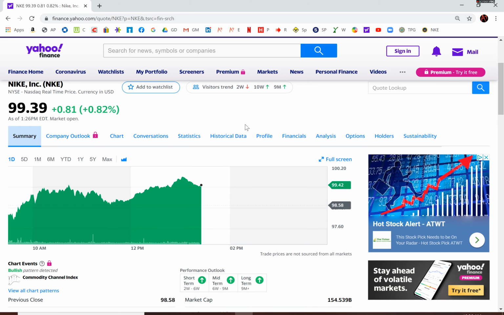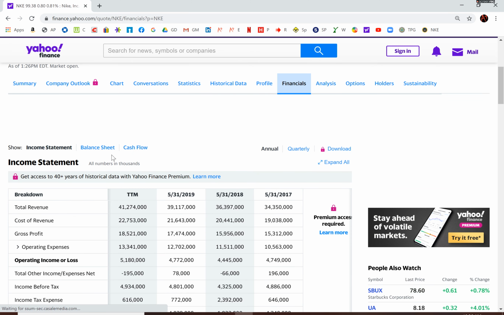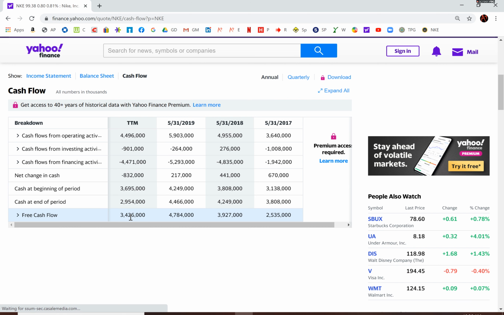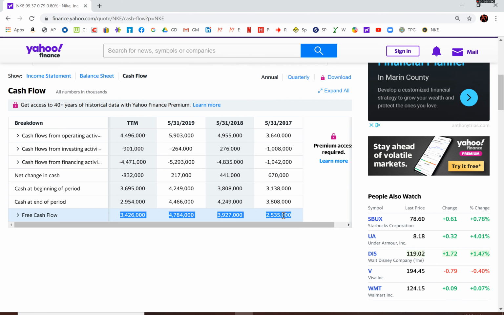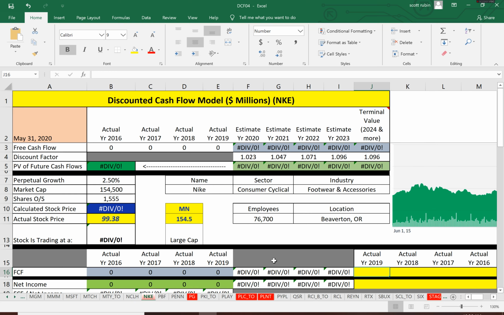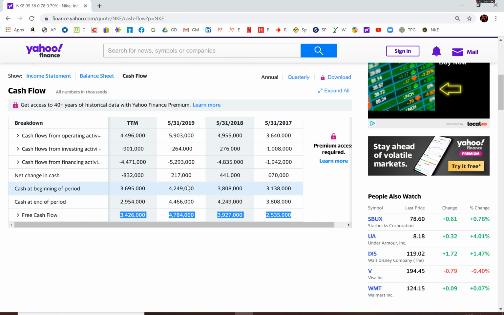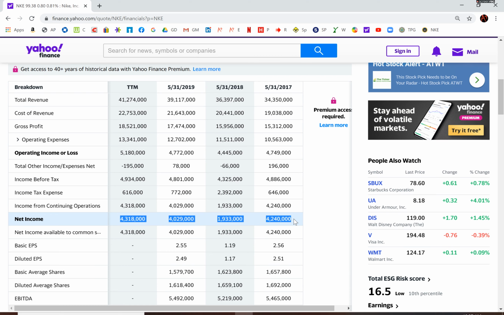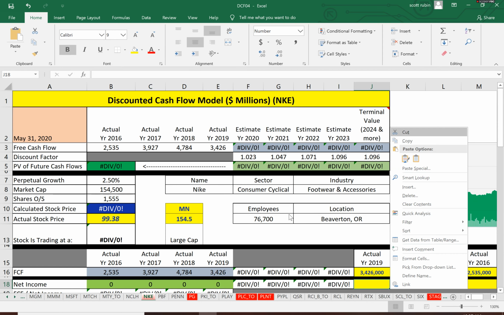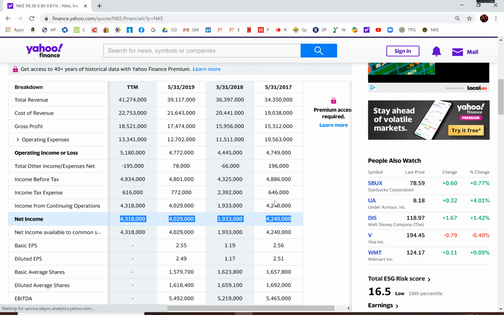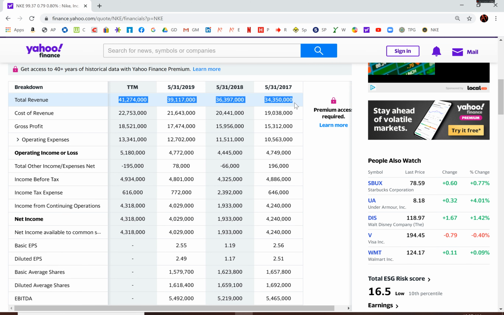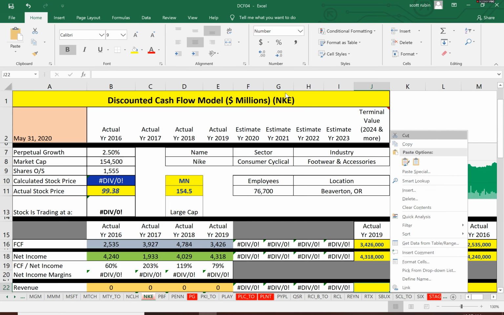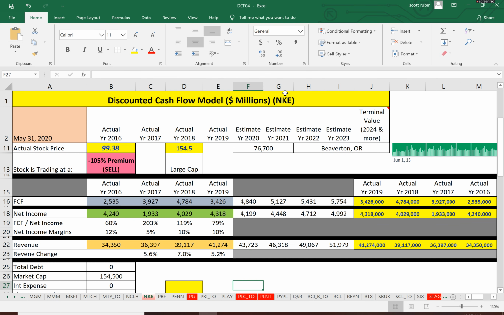Now we need to get the actual free cash flows to put into the model. We'll go to the financial section in Yahoo, go to cash flow, and then we'll take these 4 years of free cash flows. For some reason Yahoo only lists 3 years of financials, so I'll just use a trailing 12 months number. Let's get the net income from the income statement. And this is the profit and loss for a year. Then the revenue. Okay, and the numbers look pretty good. Nothing stands out too much.